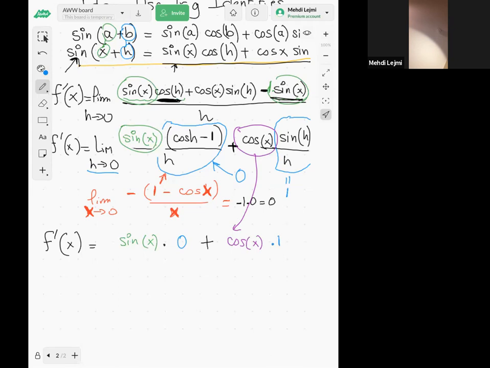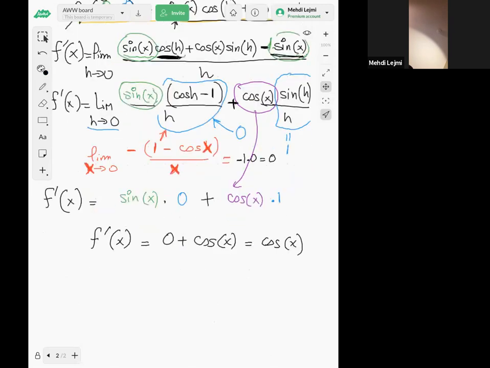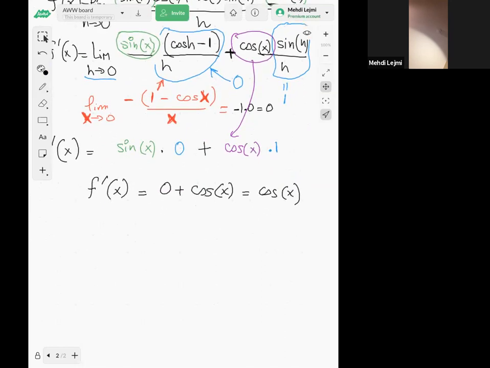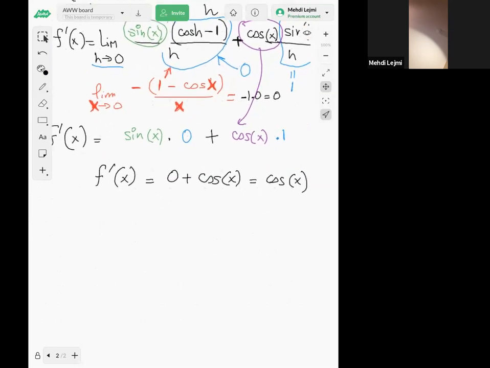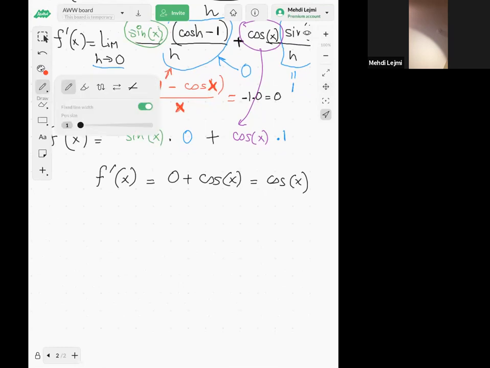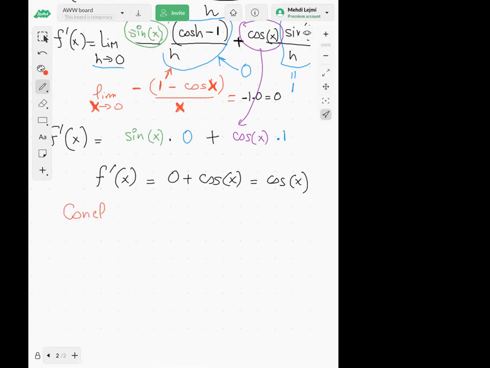Right? So f prime of x is actually equal to 0 plus cosine of x, which is cosine of x. So guys, we just proved, and this is the proof, of course, in the test or in the final we don't have to prove this again, right? But that's the proof that the derivative of sine is actually cosine. So that's our first derivative. So, conclusion. Perfect.